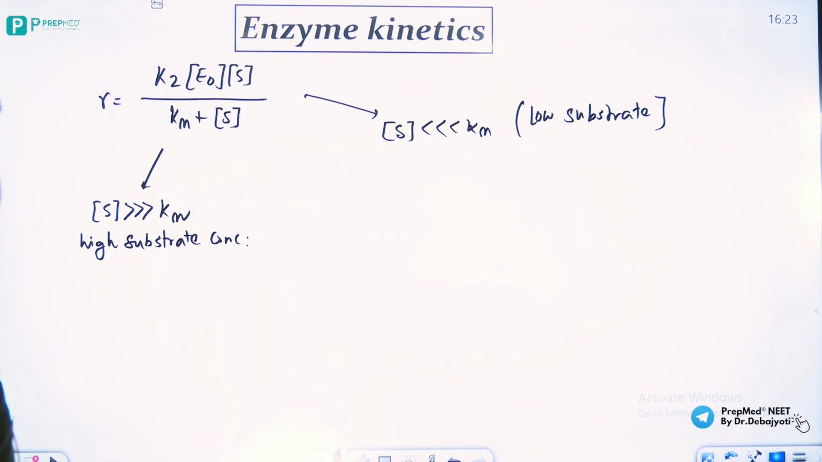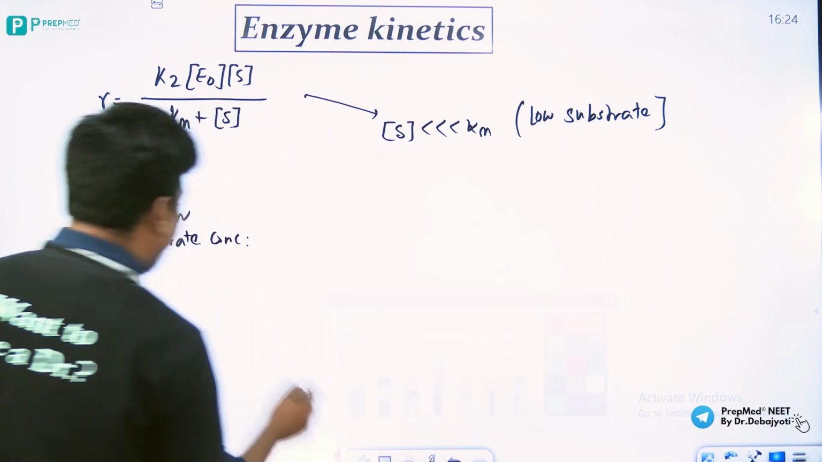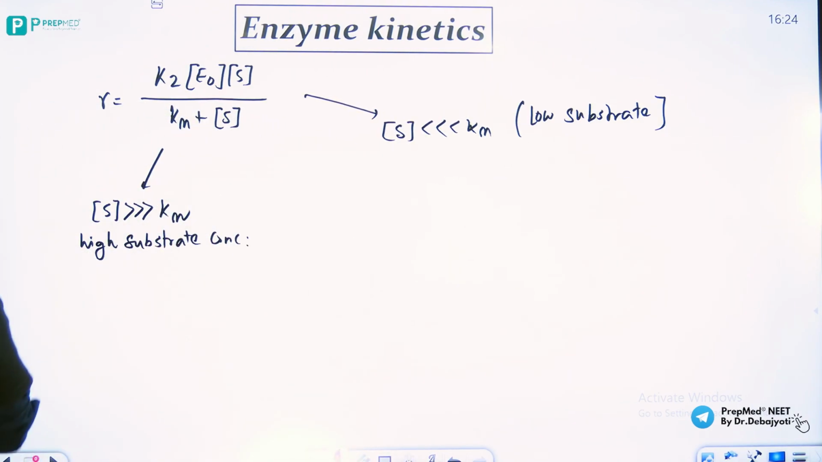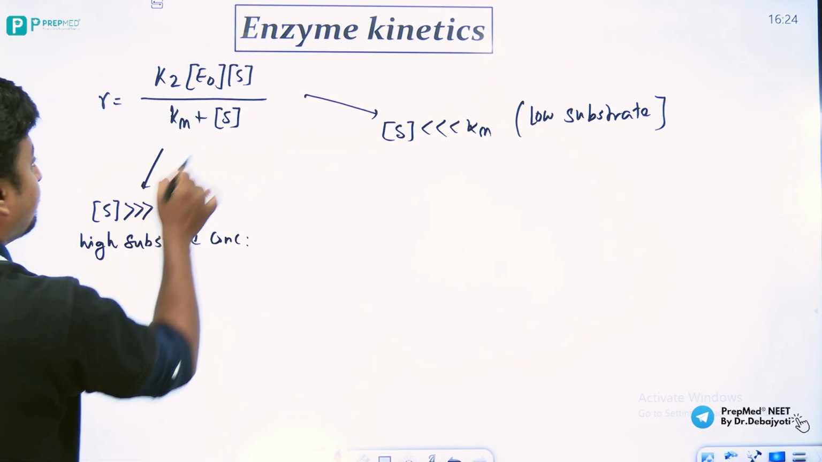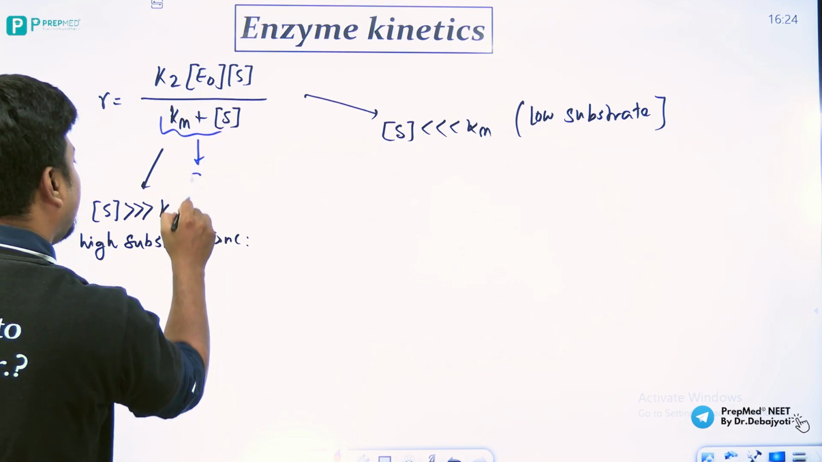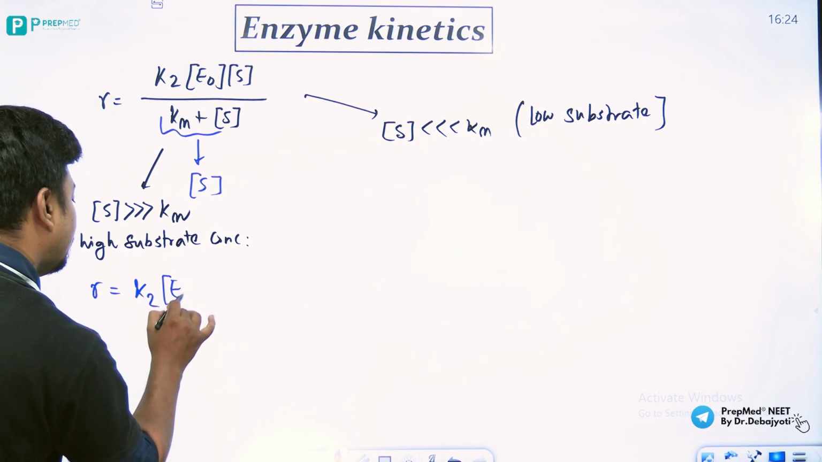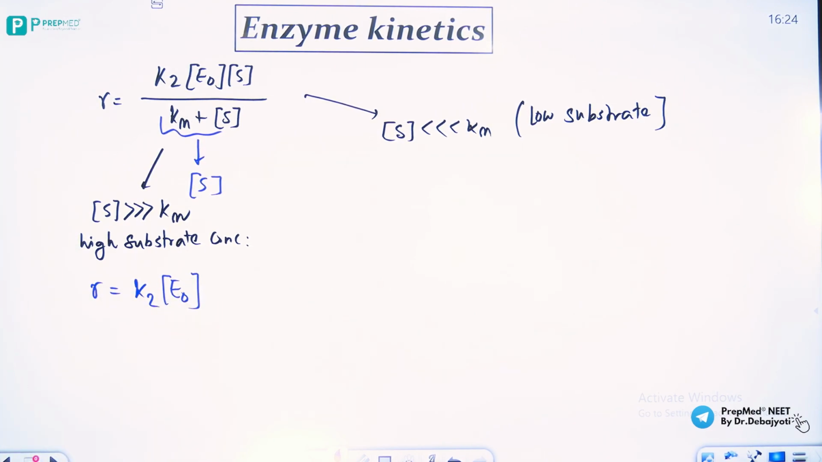So if this is true, if S is very much greater than Km, then Km plus S will be almost equal to S. Then the rate will be equal to K2 into E0.